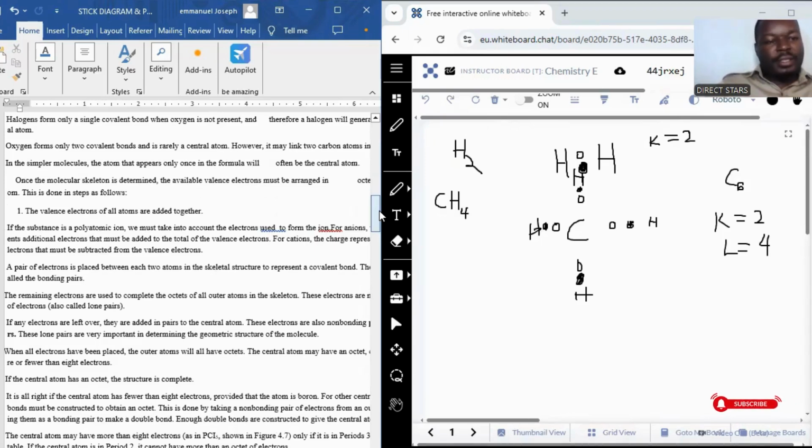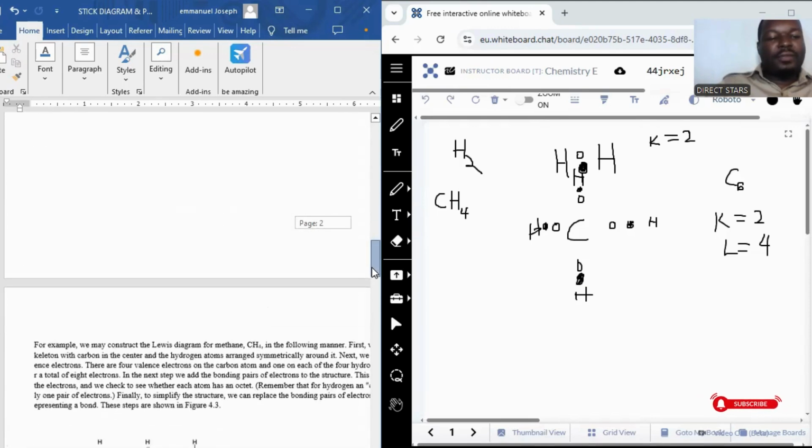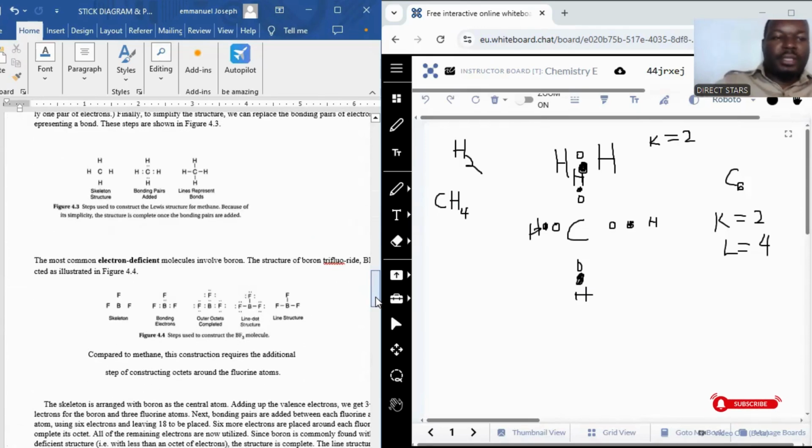Another structure that I'm going to be talking about will be the line and dot structure. It's not that different from what we just did. Now, what the line and dot structure actually talks about is basically that when you have 2 shared electrons, that is one from each atom, it makes a line.